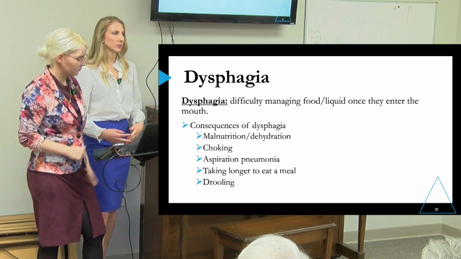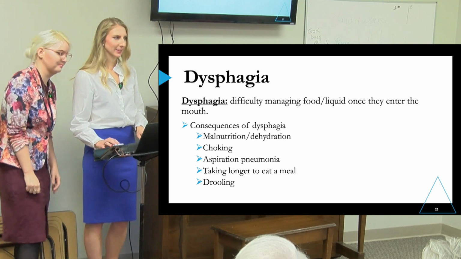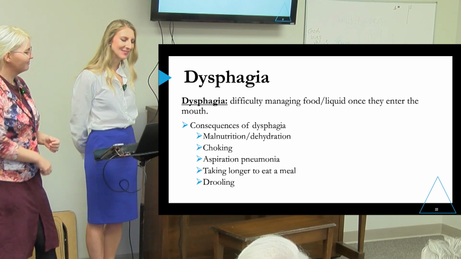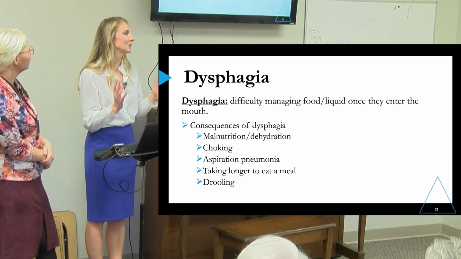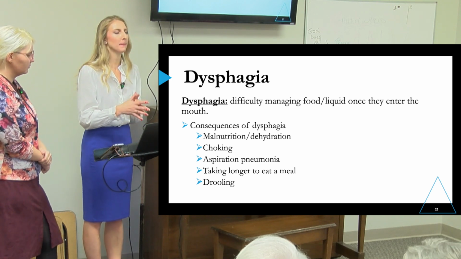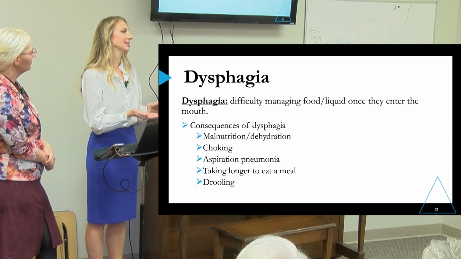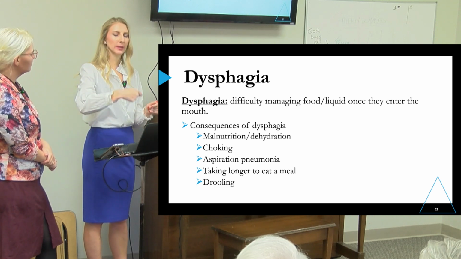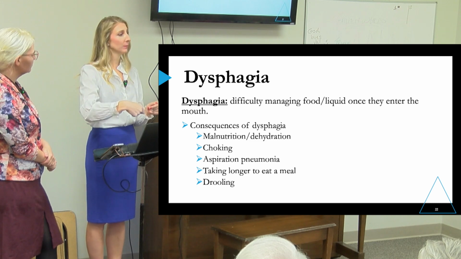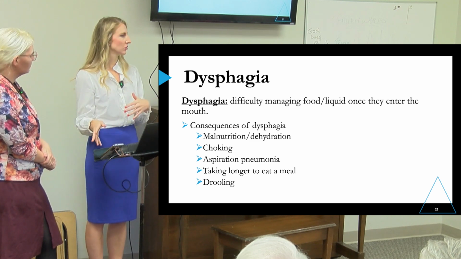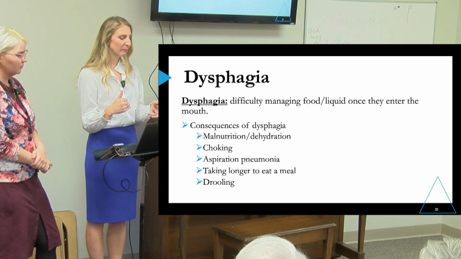You can tell we're true swallow nerds by all of our information here. Sorry, guys. So what happens if swallowing isn't working well? Well, that can present as dysphagia, so difficulty managing food or liquid once they enter the mouth. So if you're bringing the spoon up or the fork and that's where your problem is, that's more feeding, that's occupational therapy, but sometimes you can have both.